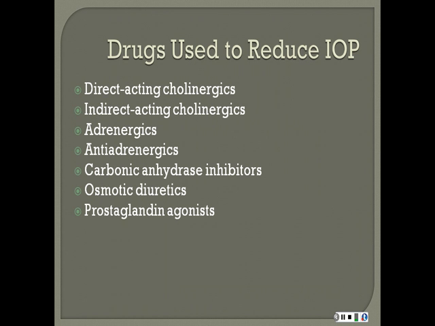So treatment of glaucoma involves reducing intraocular pressure, and this is accomplished by either increasing the drainage of the aqueous humor or decreasing the production, or it could be a combination of both. Certainly the desired effect for all glaucoma medications is to decrease the intraocular pressure. So some of these drugs include direct acting cholinergics, indirect acting cholinergics, adrenergics, anti-adrenergics, carbonic anhydrase inhibitors, osmotic diuretics, and then prostaglandin agonists.